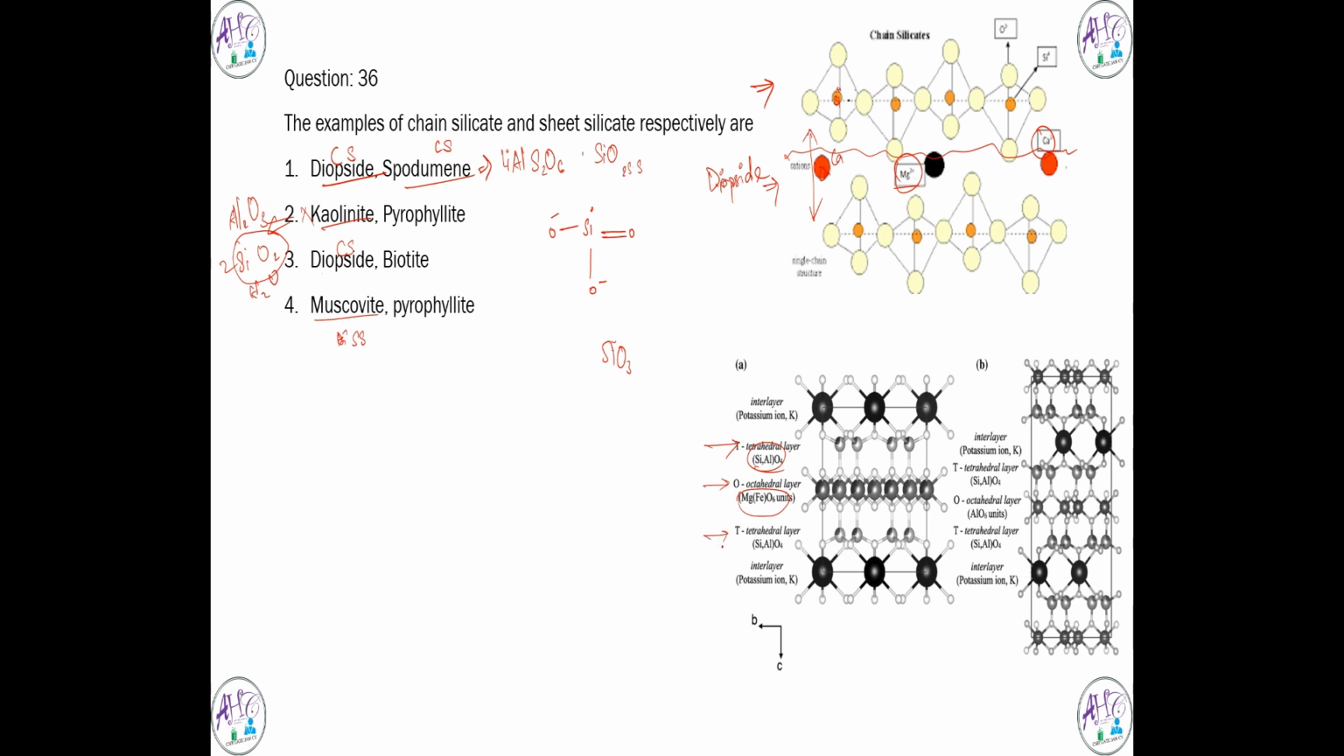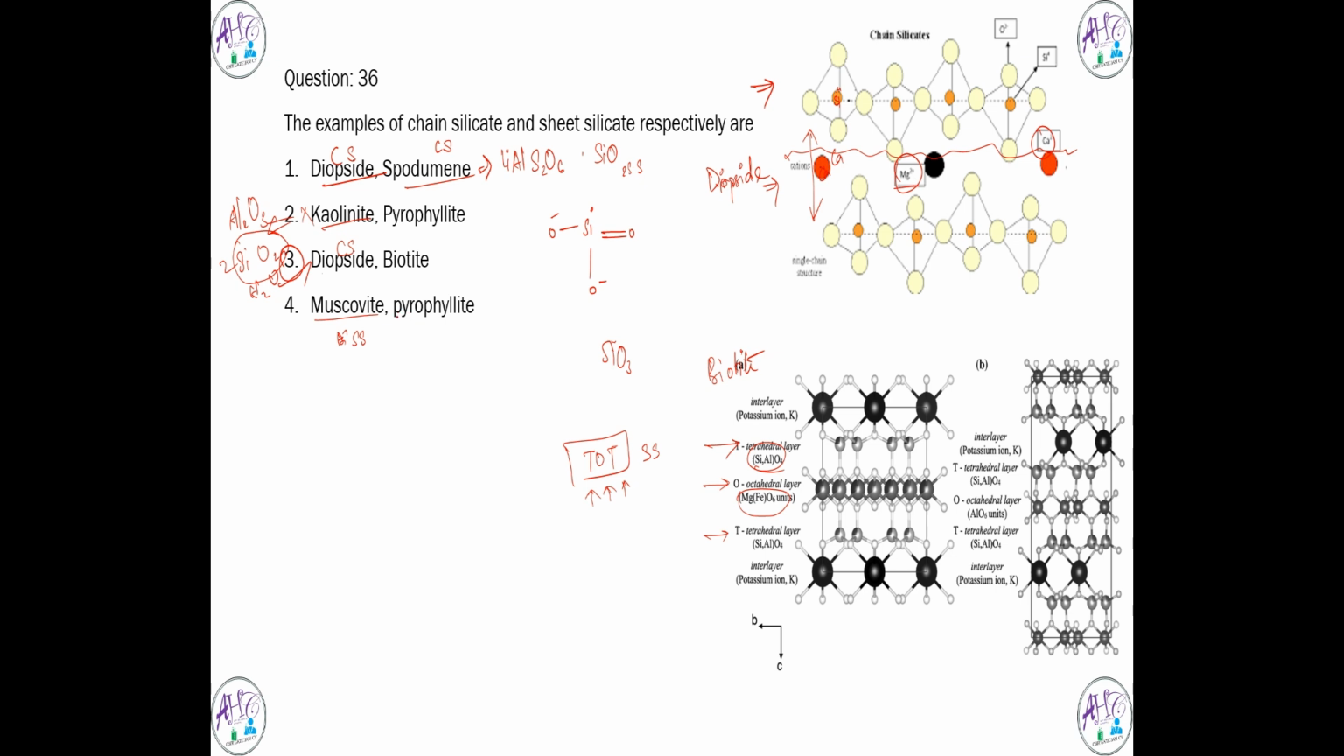Again, there is a silicate layer of layers. Typically this will be a TOT structure: a tetrahedral layer, an octahedral layer, and then a tetrahedral layer. This is typically called your sheet silicates. Here I have given the example of biotite. Biotite is the example for your sheet silicate. So option 3 is the correct answer.